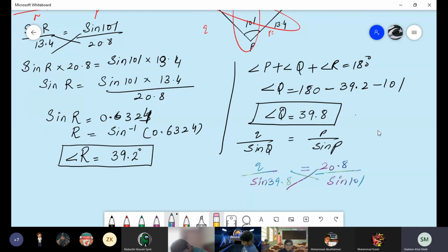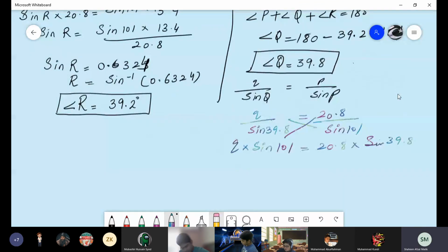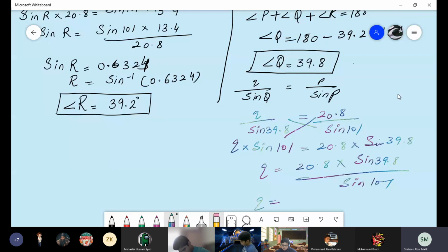Do the cross multiplication. Q multiplied by sine 101 is equal to 20.8 multiplied by sine 39.8. So Q is equal to 20.8 multiplied by sine 39.8 divided by sine 101. And we have 1 minute only. Quickly tell me the answer of Q.